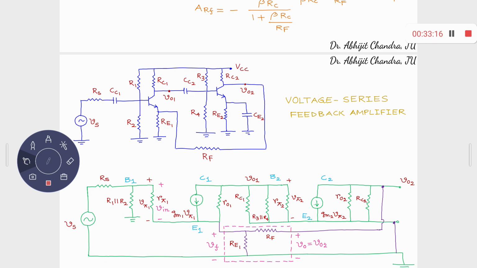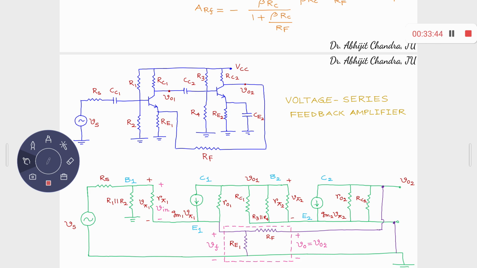No, it's not series mixing. It's current-shunt, shunt mixing. So for current-shunt, I have to accept the current. Can it be connected to the collector terminal? Possibly not. You have to connect it at the emitter terminal.